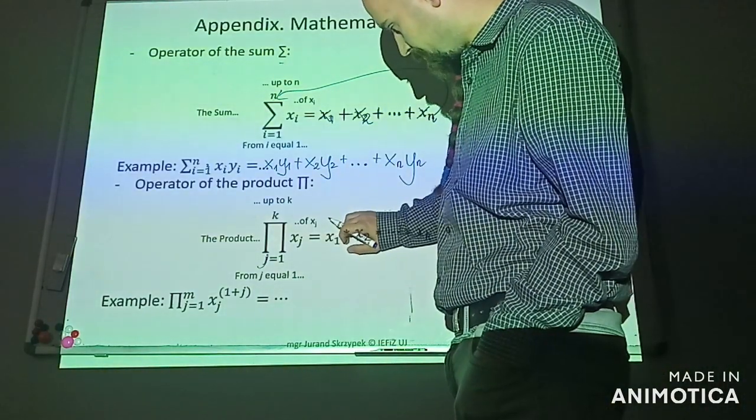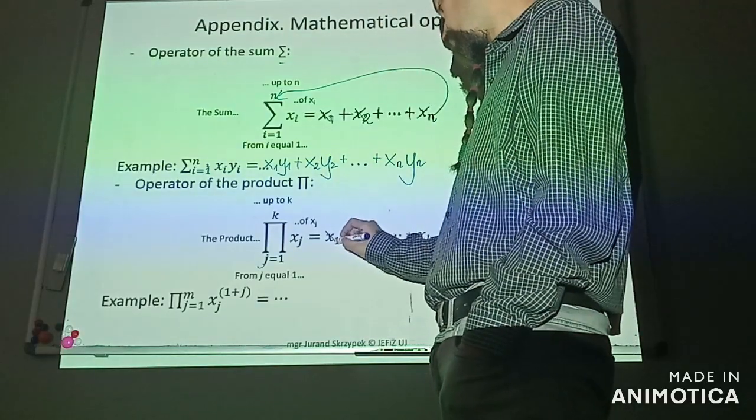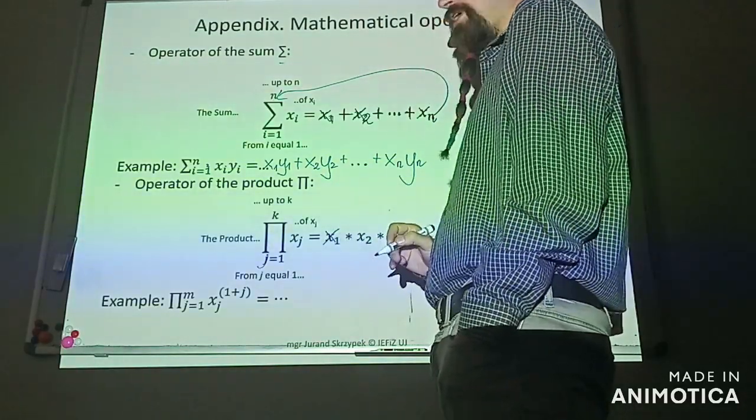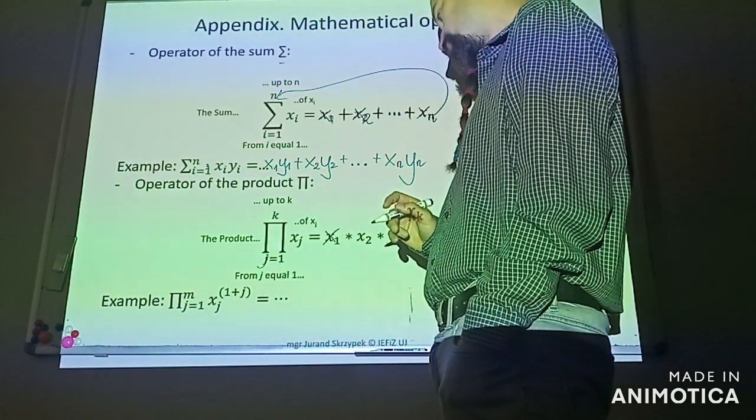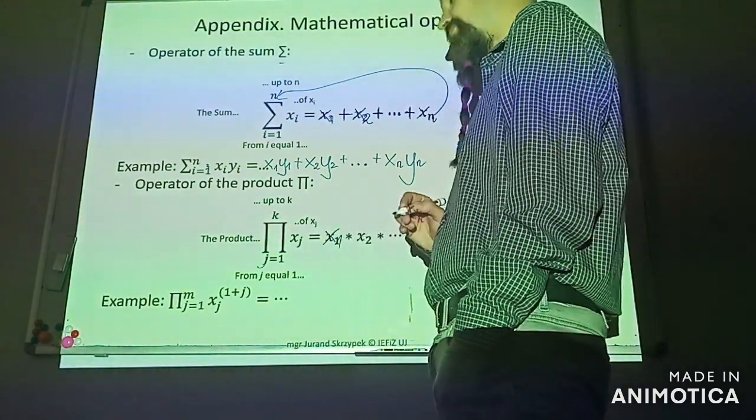So in the first step we write here a constant element, and in the place of j we put 1.